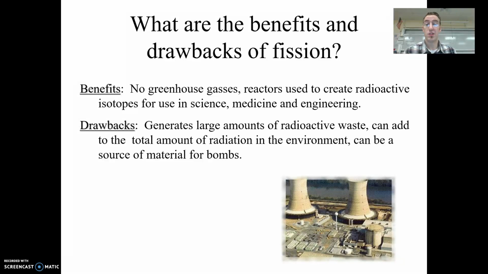Drawbacks are that they generate a large amount of radioactive waste, which is really hard to deal with. I mean, we don't really have a good way, we just bury it. And they release radiation into the environment nearby, and the stuff that is in nuclear reactors is dangerous. It can be used to make bombs, which, I mean, rarely happens, but, you know, it's there.